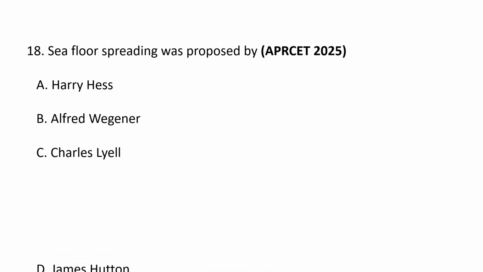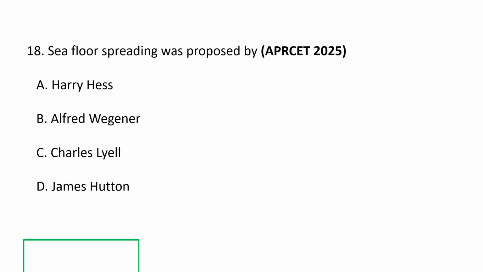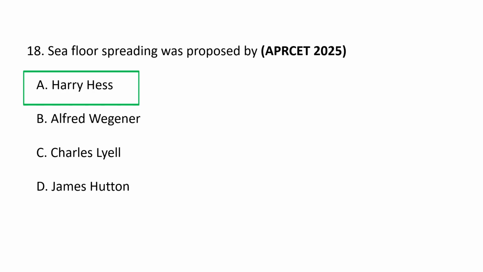Next question. Seafloor spreading was proposed by A. Harry Hess, B. Alfred Wegener, C. Charles Lyell, and D. James Hutton. Seafloor spreading was proposed by Harry Hess. The theory of seafloor spreading was proposed by American geophysicist Harry Hess in the early 1960s. His theory states that new oceanic crust is formed at mid-oceanic ridges and the seafloor spreads out laterally from these ridges. This concept was a key mechanism to explain Alfred Wegener's theory of continental drift.